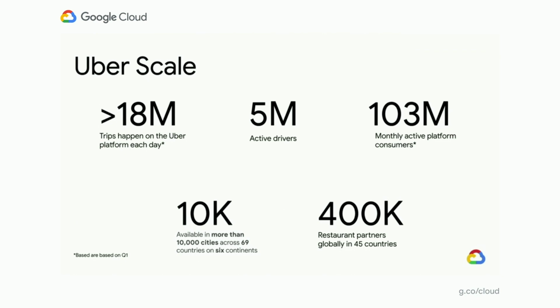We had close to 5 million active drivers and delivery people and close to 103 million monthly active platform consumers. Uber is a global company with a presence in 10,000 cities and 69 countries across 6 continents. From the Eats side, we have 400,000 restaurant partners operating globally in 45 countries. A scale like this creates a unique set of technical challenges.